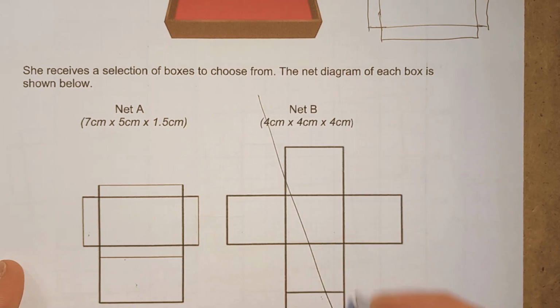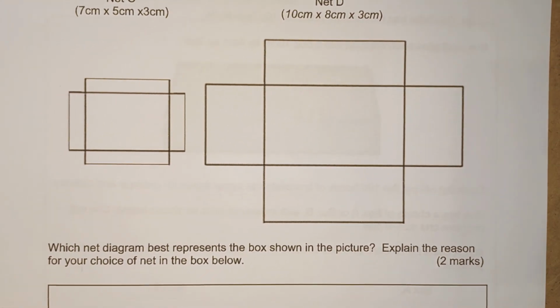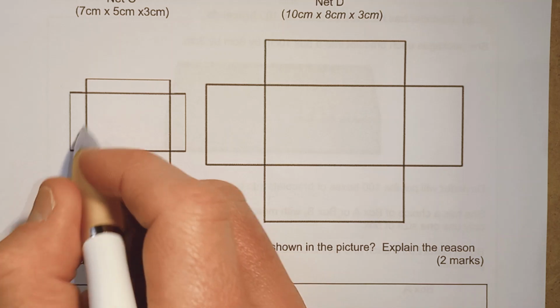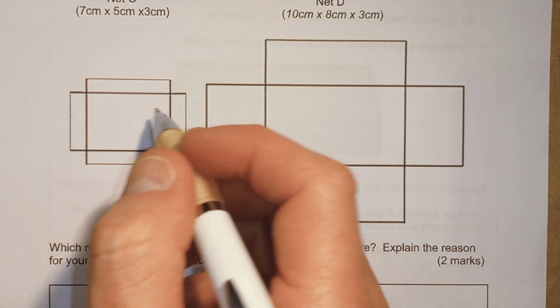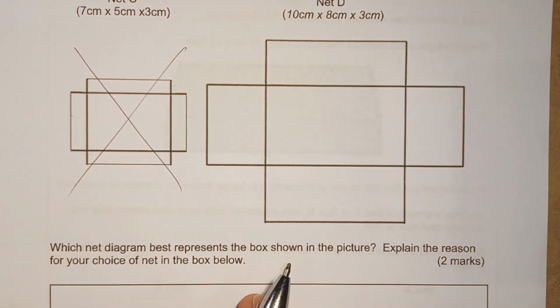So I'm going to cross out B, definitely not B. We think it might be A, but we're going to check all of them to make sure. Right. Well, net C looks similar. It's got these nice sort of shallow front and back and side pieces, but what it hasn't got is a lid. So it can't be that one.